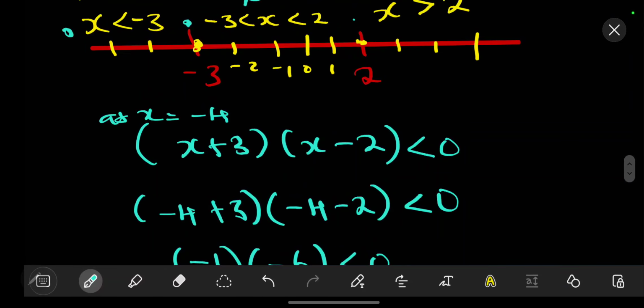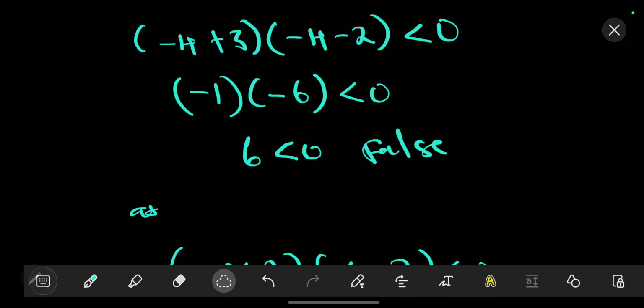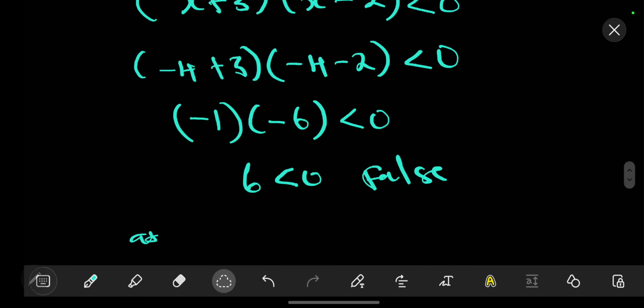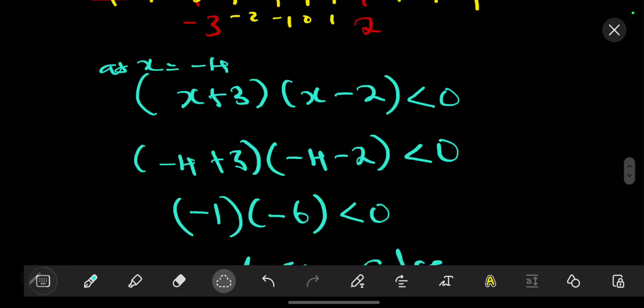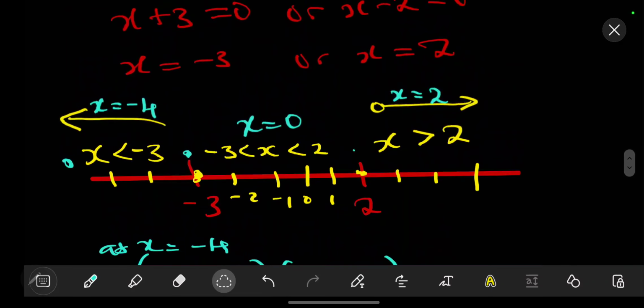For the interval part, as we can see, we have 6 is less than 0. So what this means is that as long as you have your -4, let's say we have -5, all the values here will be considered to be positive. All the values that are this side of -3 will be considered to be positive, like that.